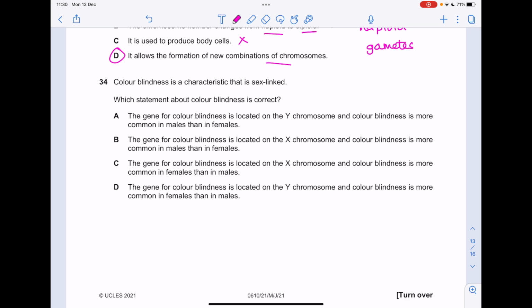Colourblindness is a characteristic that is sex-linked. Remember, colourblindness is carried on the X chromosome. And that actually explains why males are more likely to suffer from colourblindness, because they have the XY combination of chromosomes. So it means that if the X chromosome carries the gene for colourblindness, they're going to get it because the Y can't help them out. So which statement about colourblindness is correct? We're actually looking for what I was just talking about. Is carried on the X chromosome and it's more common in males.